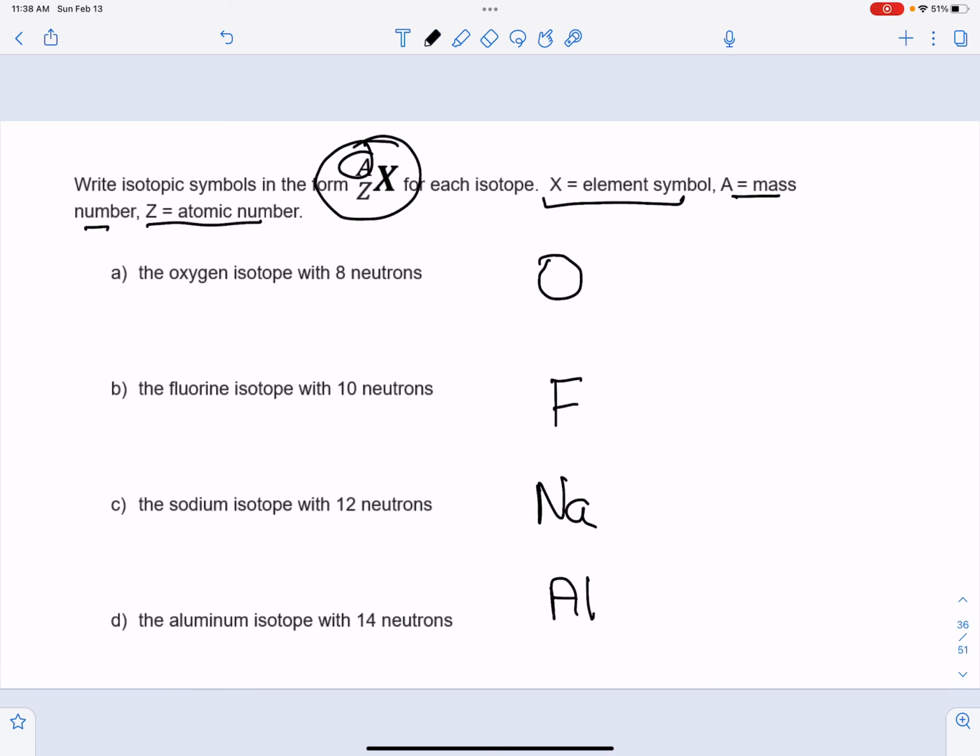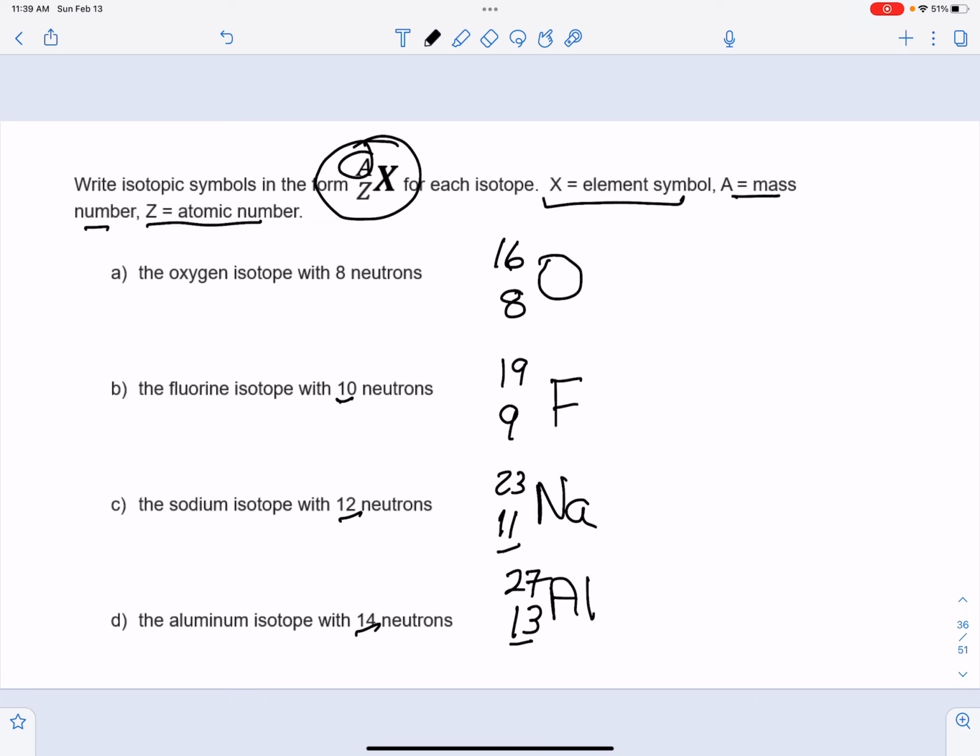Oxygen, so at the bottom we're going to put the atomic number. 8 from the periodic table, 9, 11, and 13. 8 neutrons, 8 protons plus 8 neutrons, 16. 10 neutrons, 10 neutrons plus 9 protons, 19. 12 neutrons, 12 neutrons plus 11 protons, 23. 14 neutrons, 14 neutrons plus 13 protons, 27. And that's how we write the isotopic symbol for any element given the name and the neutrons.